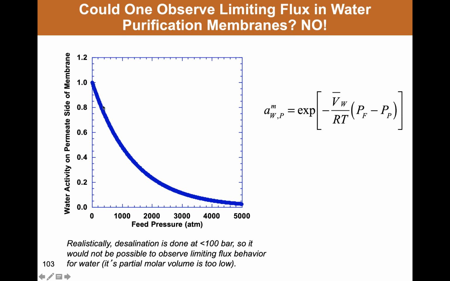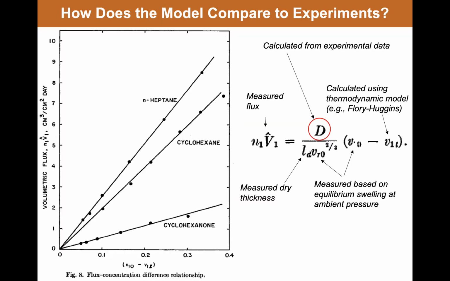So as you raise the feed pressure, you linearly lower the water concentration on the downstream side of the membrane. You linearly increase the gradient driving transport, and then the water flux is just directly proportional to the gradient, and so therefore the water flux is linearly proportional to pressure, which is what's observed experimentally.